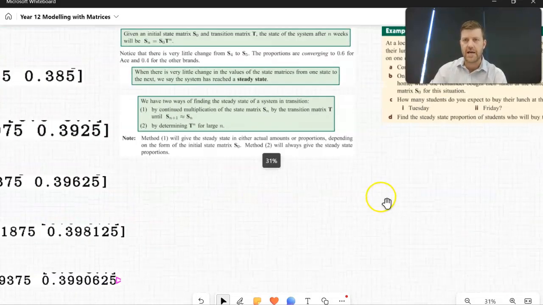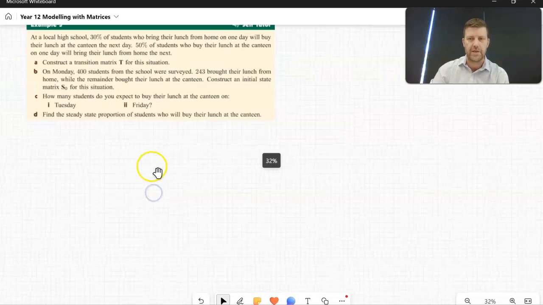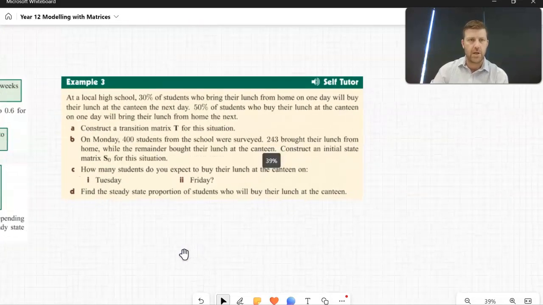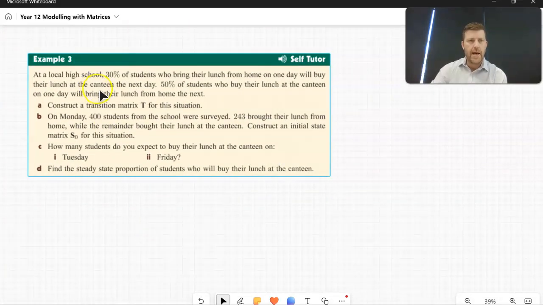If you need a little bit more help, let's actually look at the first example from the textbook here. At a local high school, 30% of the students who bring their lunch from home on one day will buy lunch from the canteen the next day. 50% of students who buy their lunch from the canteen on one day will bring their lunch from home the next day. Pretty confusing, but let's try and put that into a transition matrix that shows the change from one day to the next.